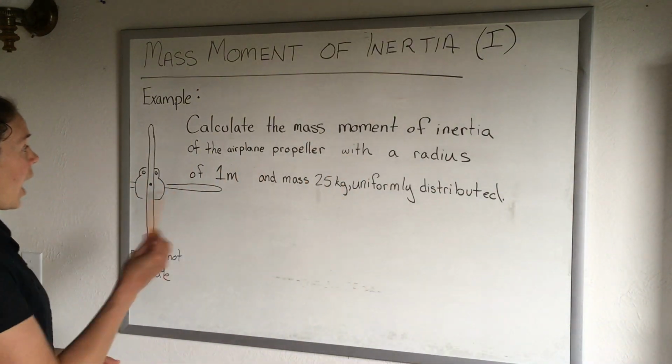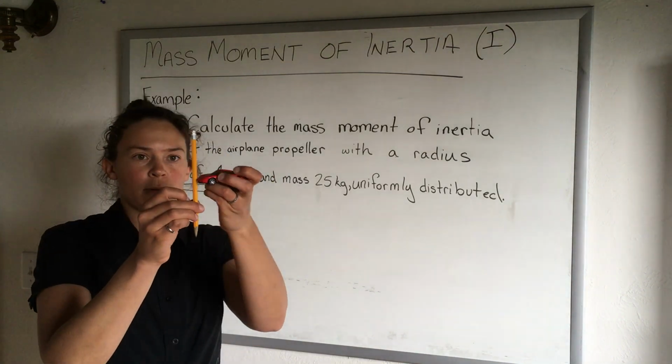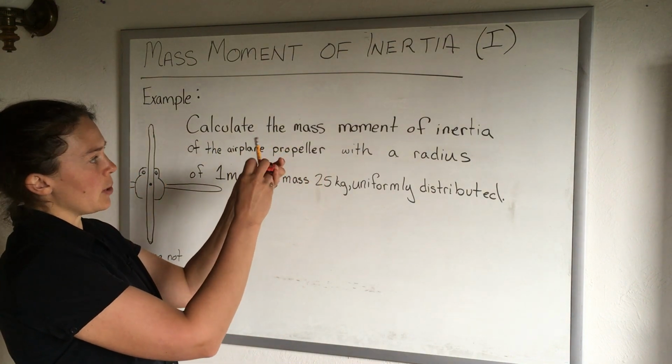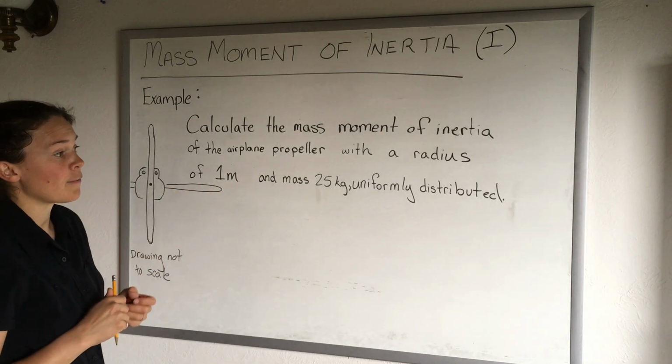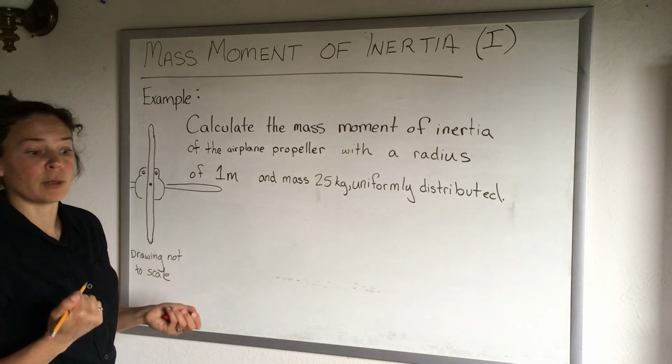In this example, I have an airplane propeller. Forgive me, we're going to pretend this is an airplane with a really massive propeller. We have an airplane propeller on the front of an airplane. It's got a radius of 1 meter and a mass of 25 kilograms that's uniformly distributed. And we want to calculate the mass moment of inertia.